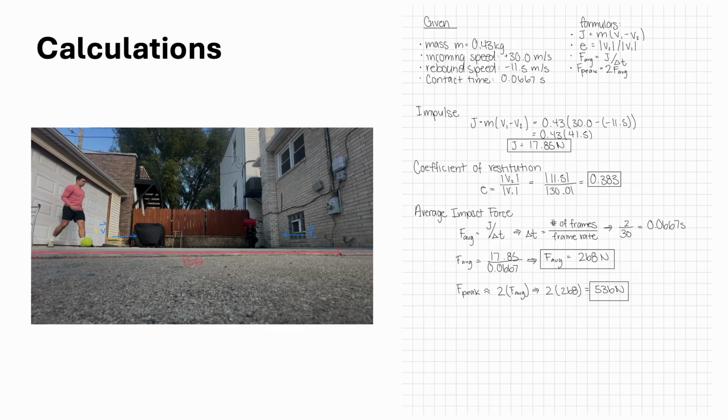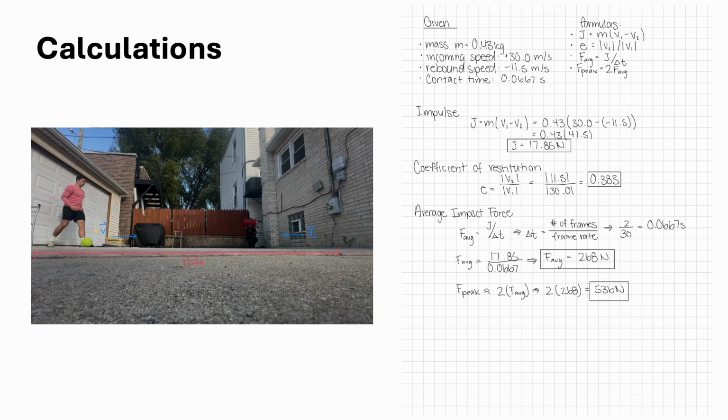And then to calculate the average impact force, we have the equation F average is equal to the impulse over the delta in time, which is the contact time. I did the tedious work of seeing that there were 2 frames and it was recorded at 30 frames per second, so that's how I got the contact time. Once we plug that back into the F average equation, the impulse over the time delta, we get F average is equal to 268 newtons. And then to find the peak force, we just multiply that by 2, which turns out to 536 newtons.